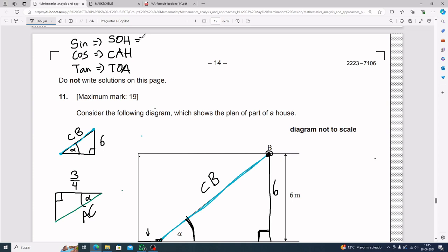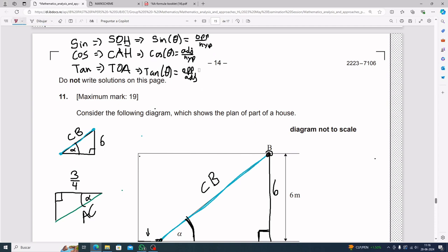So Soh is telling you that you can have sine of some angle equal to opposite over hypotenuse. That's why Soh: opposite over hypotenuse. Meanwhile, cosine is going to be Cah, so that means I have cosine theta equaling the adjacent over hypotenuse. And last but not least, you have Toa: tangent theta has to equal opposite over adjacent, okay? So that means that in all of these triangles, you have to be really careful with which one is adjacent, which one is opposite, which one is hypotenuse.